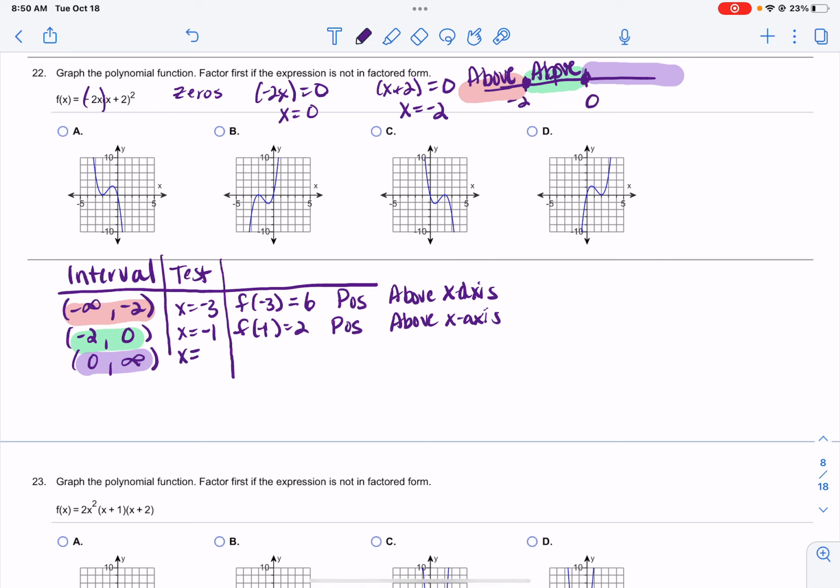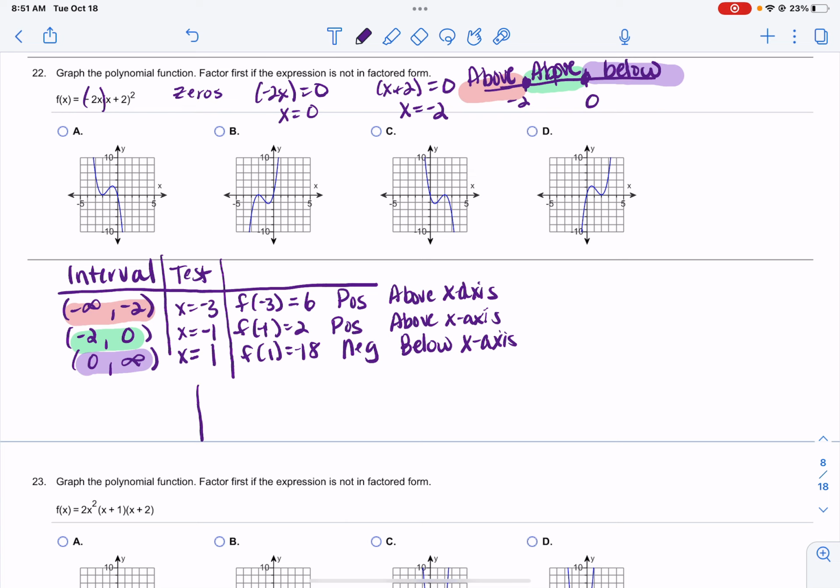And now we pick a test point to the right of 0, say x equals positive 1. And f of positive 1 is negative 18. That's a negative, so the graph is going to be below the x-axis in that interval.